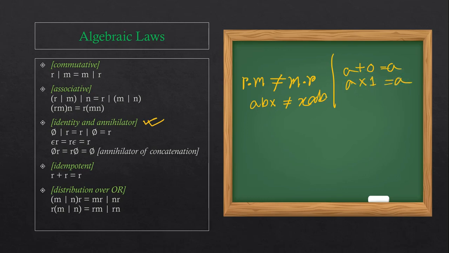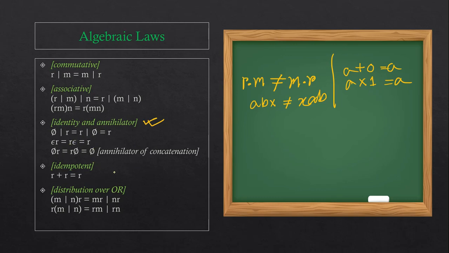Similarly, the identity of OR is the empty set, because if you OR any expression with the empty set, the result is that original expression. Similarly, if you concatenate any expression with the empty string, the result is the original expression. So empty string is the identity of concatenation.